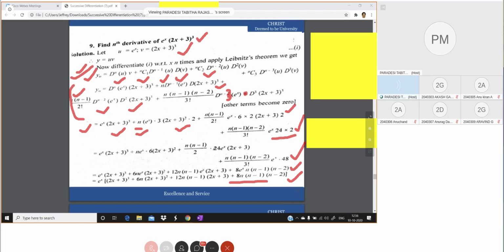Don't write these steps. These steps we will avoid. There are no marks for writing d power n of e power x and all that. This we will totally avoid. Straight away we write the formula of Leibniz and then apply it directly to both our functions. So the in-between steps we will skip.